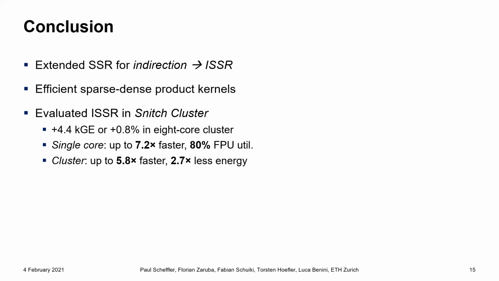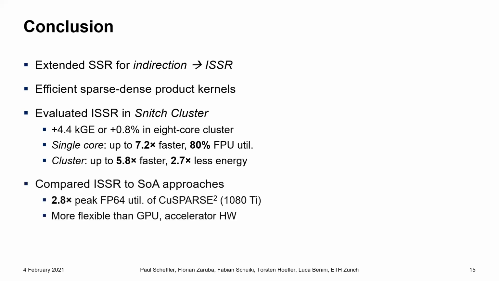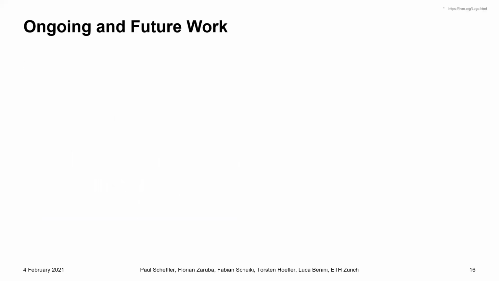We compared ISSR to state-of-the-art approaches, and we found that our double precision floating point utilization is up to 2.8 times higher than in a 1080 Ti with the cuSPARSE CSRMV kernel, and we are more flexible than both GPU and accelerator approaches in hardware. So that was the contents of the paper as it was shown earlier this year.